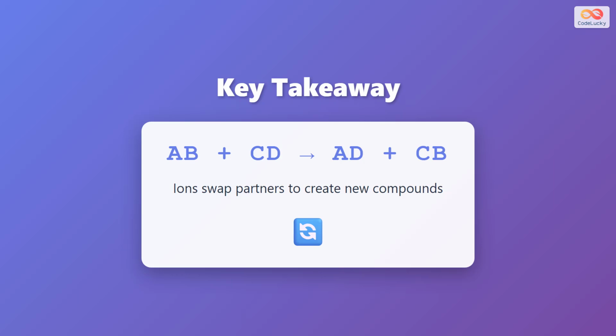Let's review the key takeaway from today's lesson. The general formula for double replacement reactions is AB plus CD yields AD plus CB. Remember, ions swap partners to create new compounds. Look for the driving forces: precipitation, gas formation, or water formation. These reactions are everywhere in chemistry, from neutralizing acids to creating precipitates in qualitative analysis. Master this pattern, and you'll be able to predict and balance countless chemical reactions.